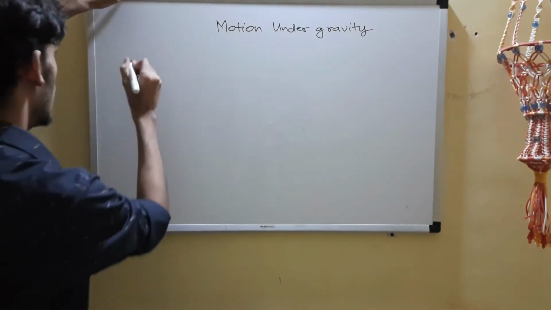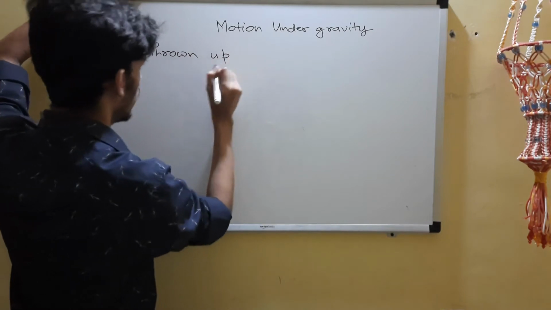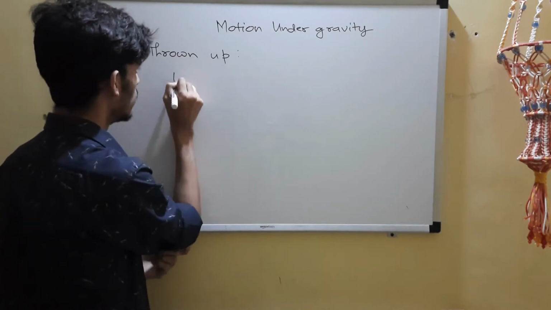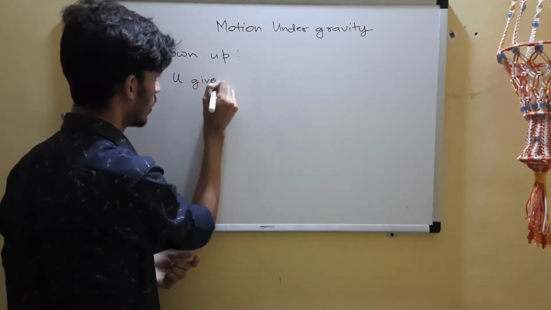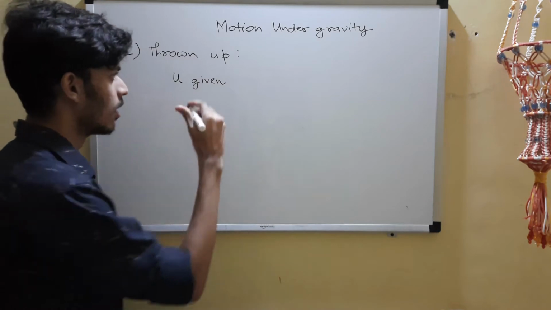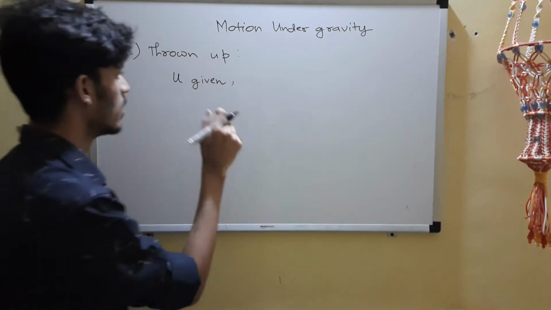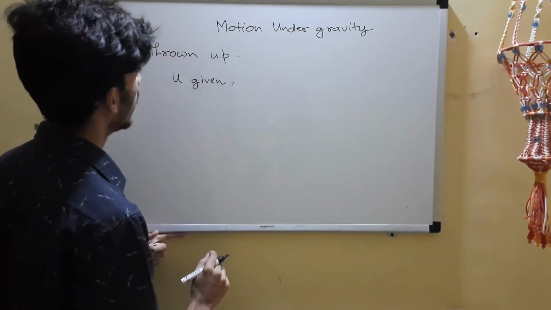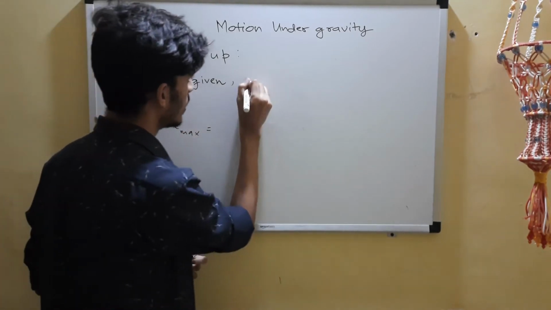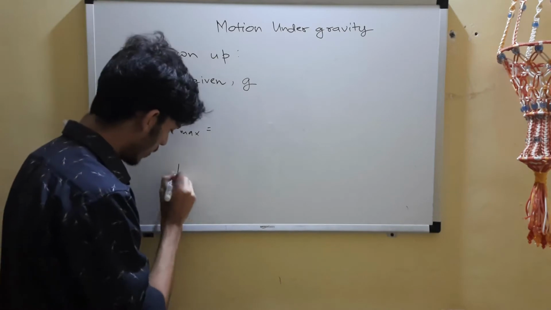Let's consider the first scenario, when the ball or the object is thrown up, right? When an object is thrown up, what will be given is u, the initial velocity. With whatever velocity a person is throwing that object will be provided in the question. You will be asked to find the h max, maximum height. Obviously g is given, acceleration due to gravity, you know it. And you'll be asked to find the time.